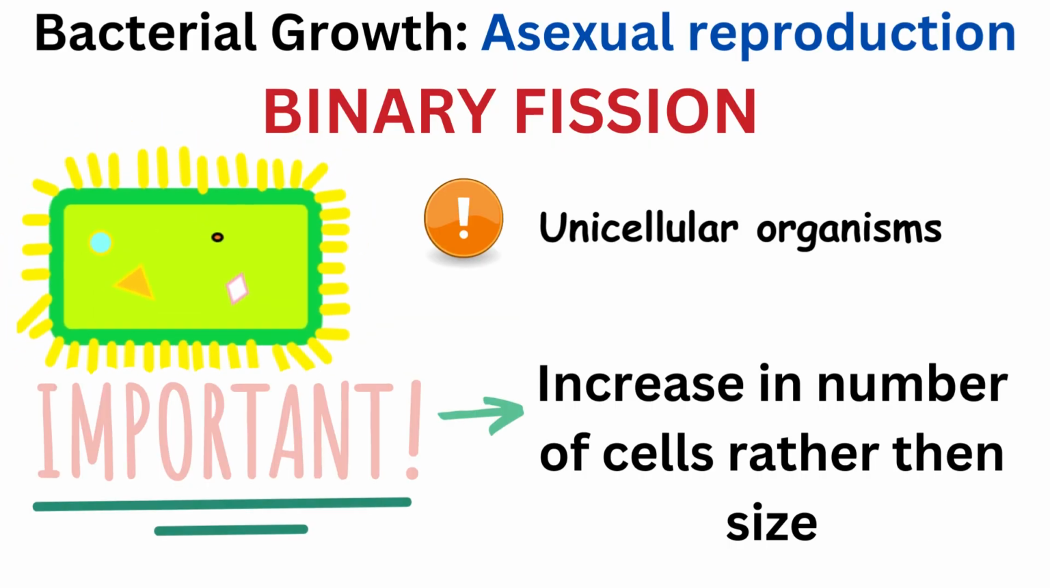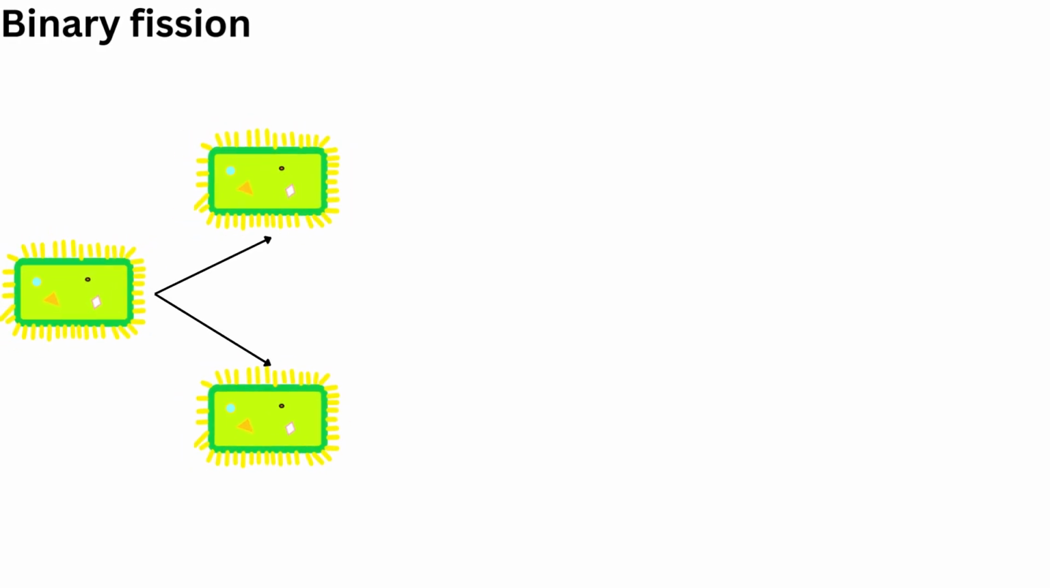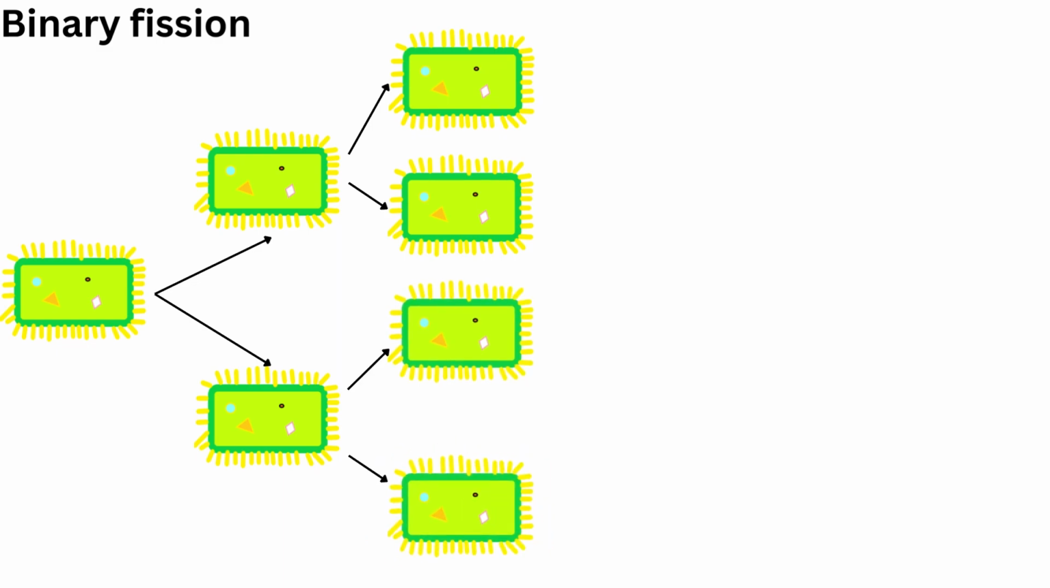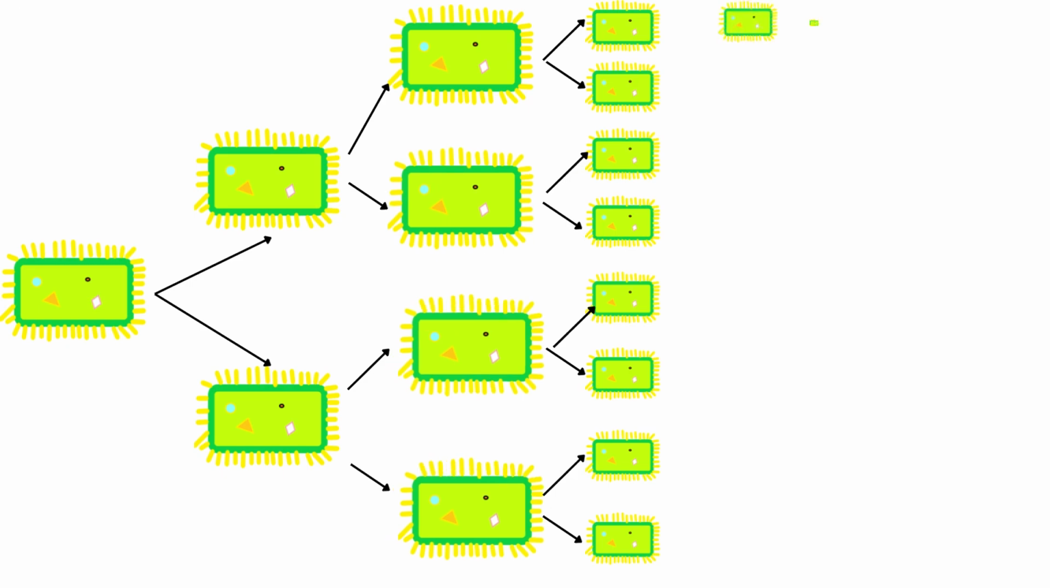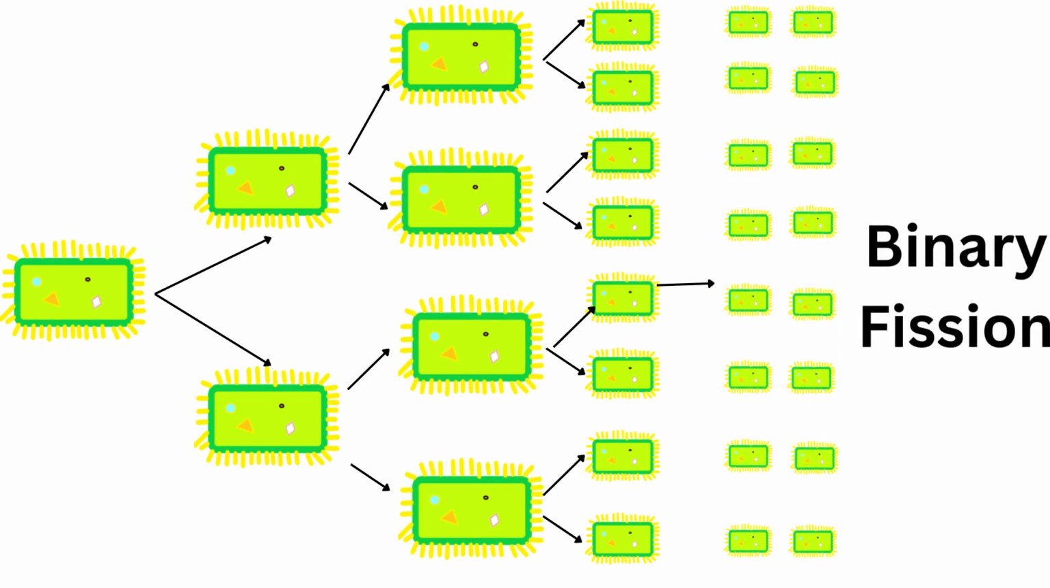Since bacteria are unicellular organisms, they tend to reproduce asexually by means of a process known as binary fission. Bacterial growth is the increase in the number of bacterial cells rather than the increase in their cell size. The growth of these bacterial cells takes place in an exponential manner, that is, one cell divides into 2, 2 divide into 4, 4 divide into 8, 8 into 16, 16 into 32, and so on. This process is known as binary fission.